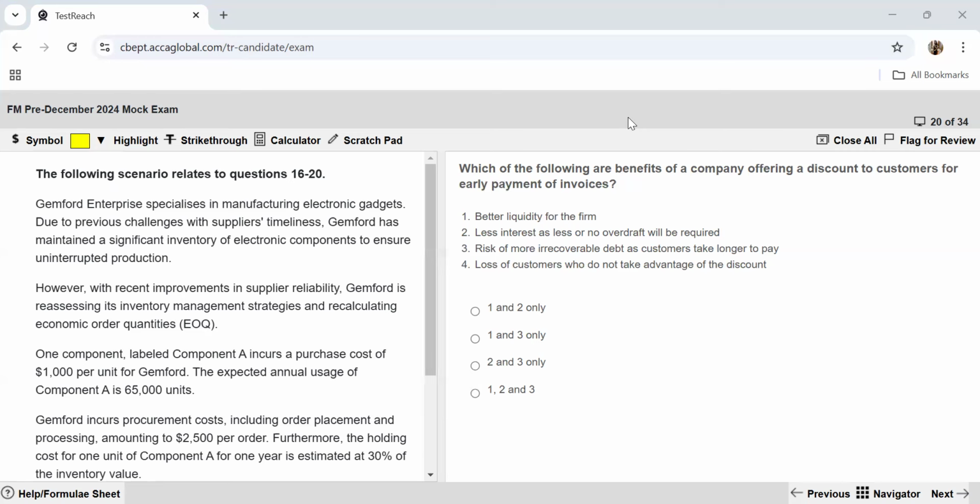Fourth one says loss of customers who do not take advantage of the discount. Now, this is not necessary, and obviously, this is also not a benefit. You were asked benefits. Risk and loss can never be the benefits. So, 3 and 4 get eliminated. Also, it does not matter whether the customers who do not want to take advantage of the discount are definitely going to go away. They will choose to pay later. Simple. So, this is how third and fourth statement will be eliminated, and 1 and 2 is our answer.